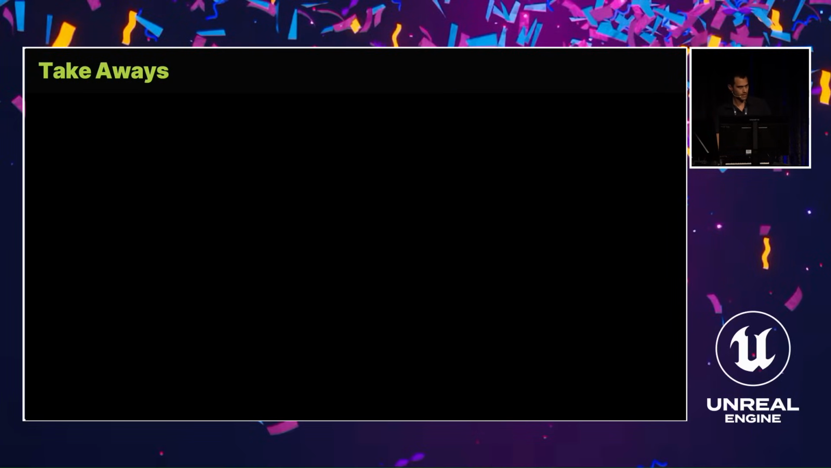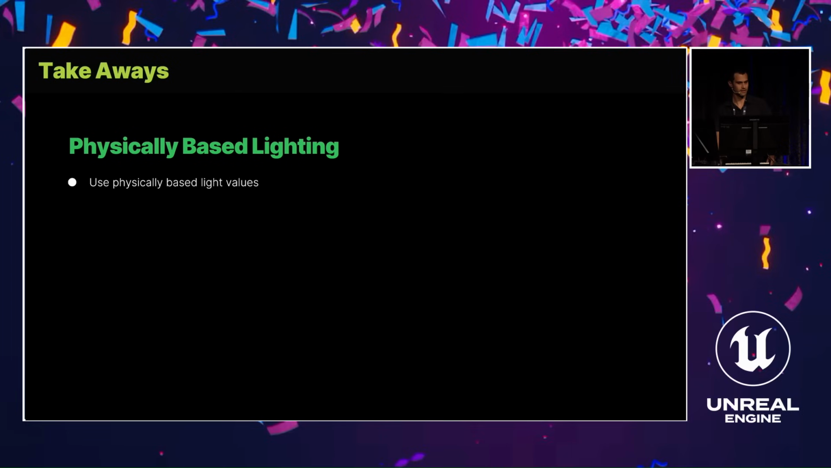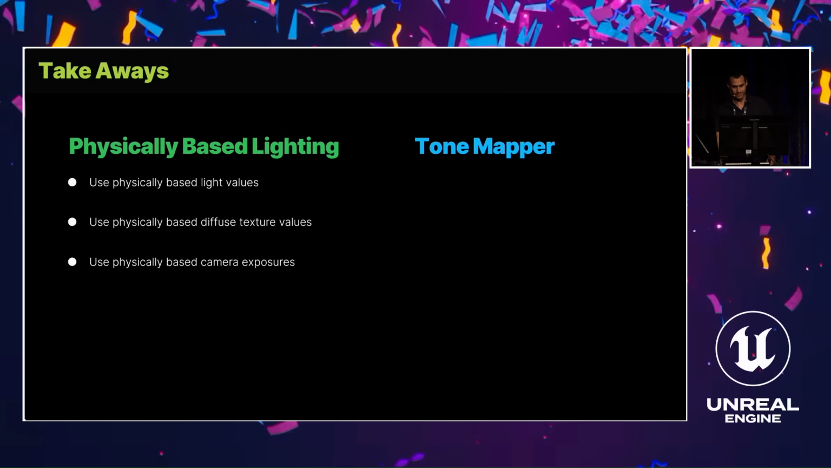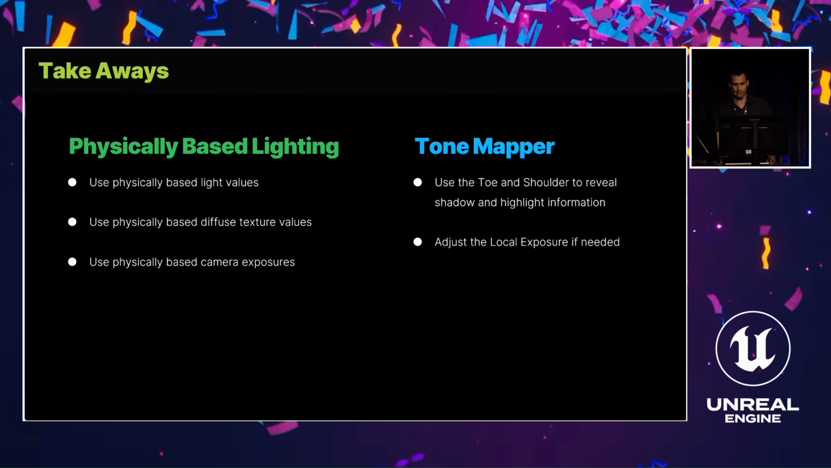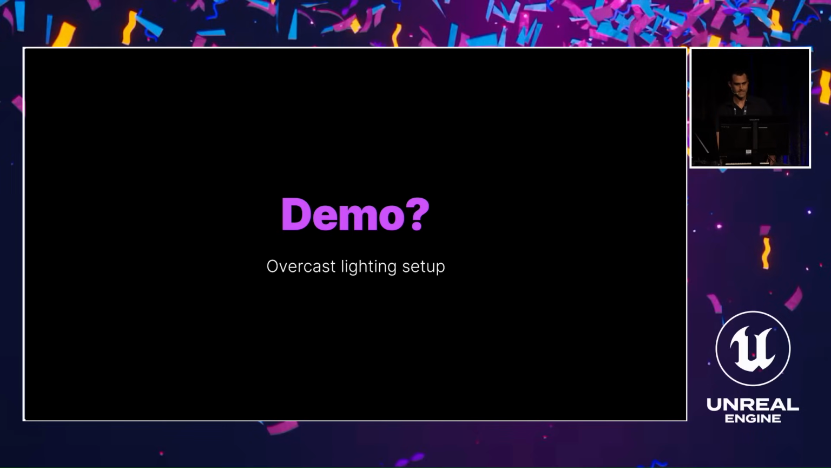So for the takeaways of this: physically based lighting, use physically based values, use physically based diffuse texture values, use physically based camera exposures. And for your tone mapper, use the toe and the shoulder to reveal shadow and highlight information. Adjust the local exposure if needed.